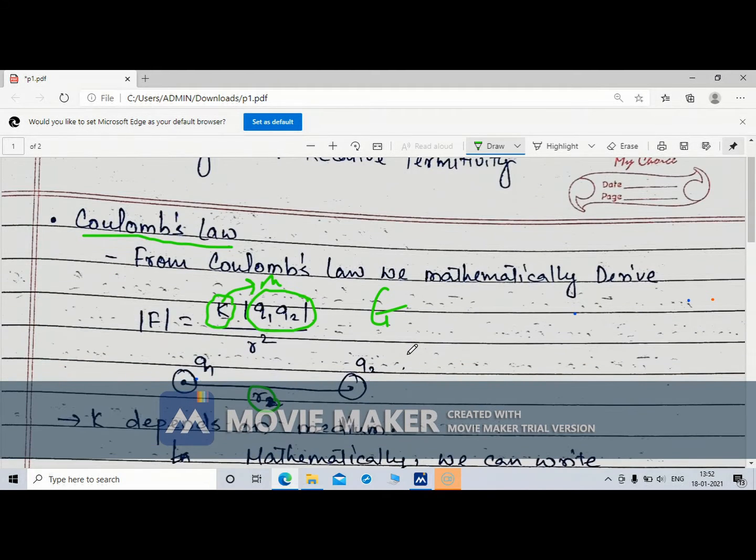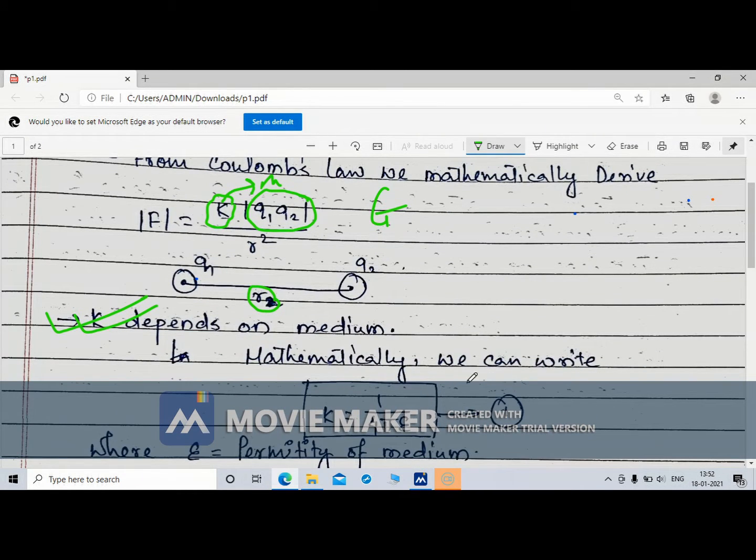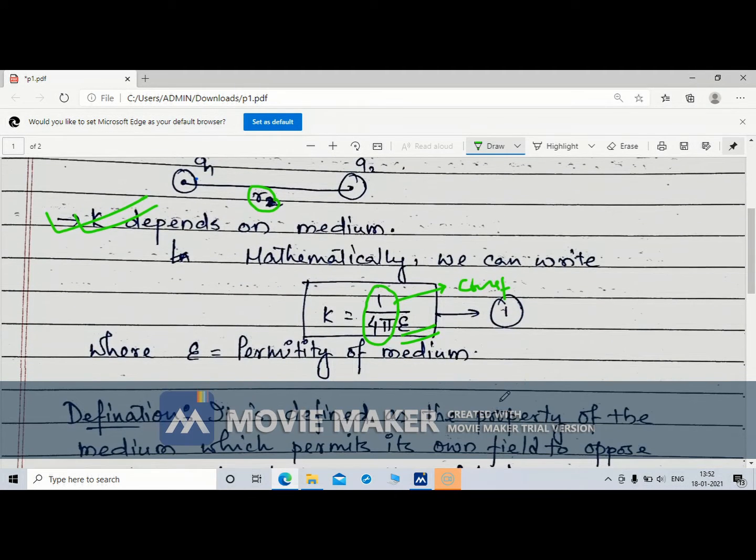Okay, so now we're going to talk about that constant only. I already mentioned that the constant depends on the medium. Mathematically we can write that constant k equal to 1 by 4 pi epsilon, where 1 by 4 pi is a constant, right? So basically what depends on the medium is the epsilon. So what is that epsilon? Epsilon, we define as the permittivity of a medium, right?